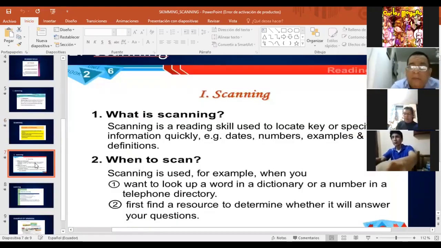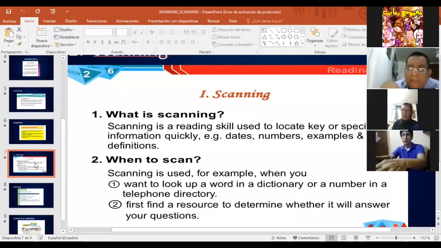Now, teachers, we are going to go to what is scanning, okay? So let me ask you something about it. A moment ago, we were talking about skimming, no? Skimming is a strategy in which students have to detect keywords, especially with the title. Otherwise, scanning, what can be scanning? What do you know about scanning?